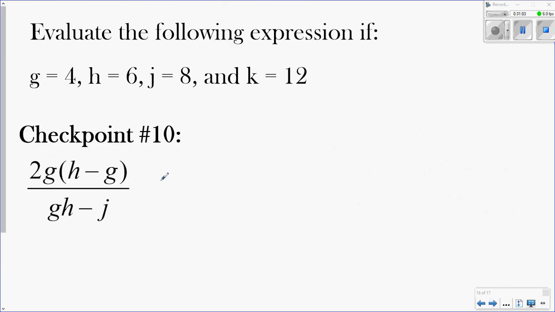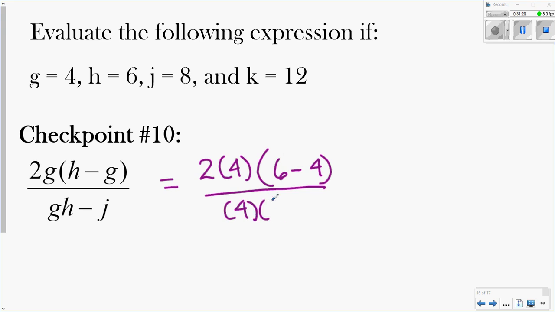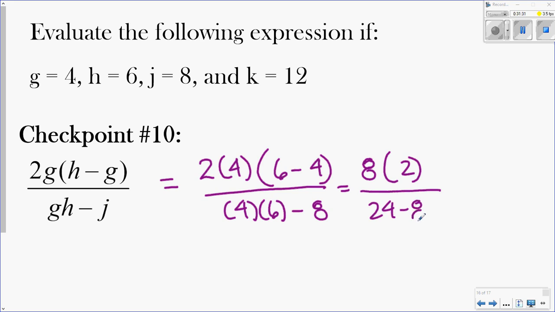And then the last one, we got 2 times 4. And I'm going to put this in parentheses because it's in parentheses. And G is 4. And then G again. H minus J. Alright, continue to simplify and follow the rules of PEMDAS. So 24 minus 8. So we got 16. And then we continue 16, so it'll just be 1. Alright.